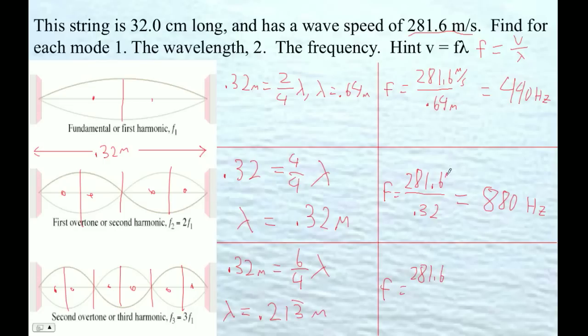281.6. This is meters per second over meters, right? Meters per second over 0.213 repeating meters, right? So 281.6 divided by the answer I just got, and it's 1320 hertz. Okay. Now, if you look at this thing, this is 1 times the fundamental frequency, right? 880 is twice that. 1320 is 3 times that. That's what this thing does. It goes 1 times, 2 times, 3 times.